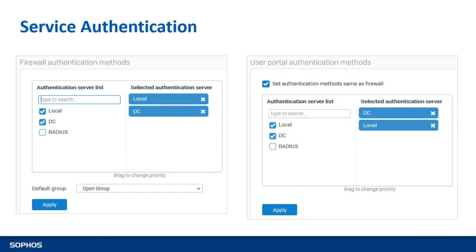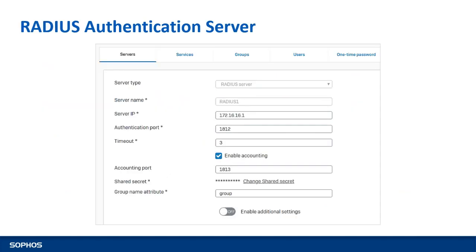The authentication servers are processed from top to bottom and can be reordered by dragging and dropping the servers in the list. In the example, the Active Directory server is now the primary authentication method. To simplify the configuration for services, you can optionally choose to set it to be the same as the firewall authentication so that it will mirror those settings and any change you make to it.